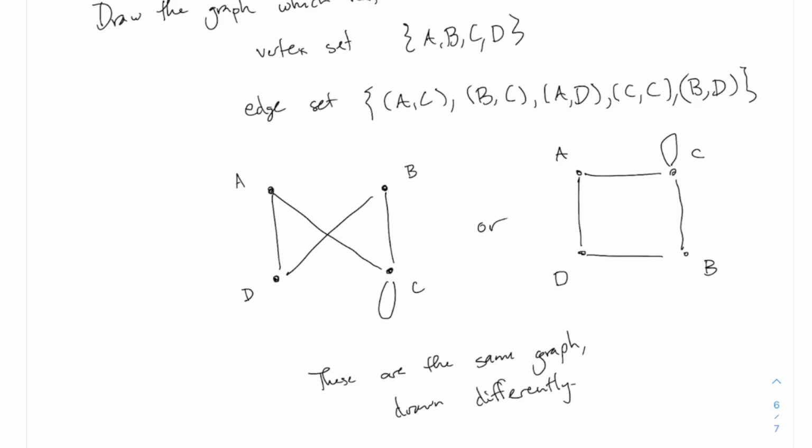All right. The true nature of the graph is just what are the vertices and where are the edges. That's all that matters. So it's definitely possible to draw the same graph in two different ways.